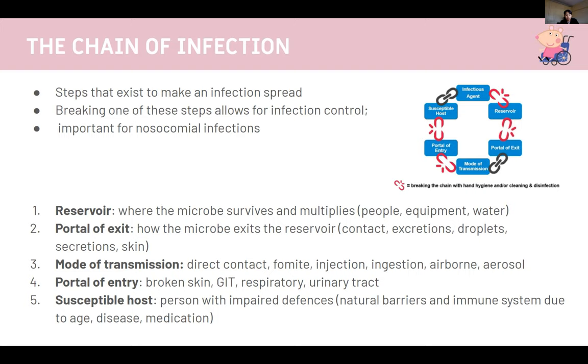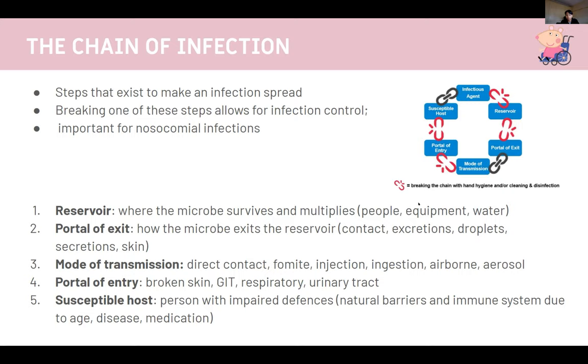So how do these microbes then enter the host? Well, it can be through a physical defect in our natural barriers, such as broken skin. Can be through openings such as our GIT, our respiratory, and also our urinary tract. Finally, the susceptible host. So if someone is healthy, all the natural barriers and immune system is intact, it's actually really hard for microbes to get in and infect. So oftentimes when someone is infected, there is something wrong with their defenses. So their natural barriers and immune system may be compromised. These could be due to age, disease, or medication as well.